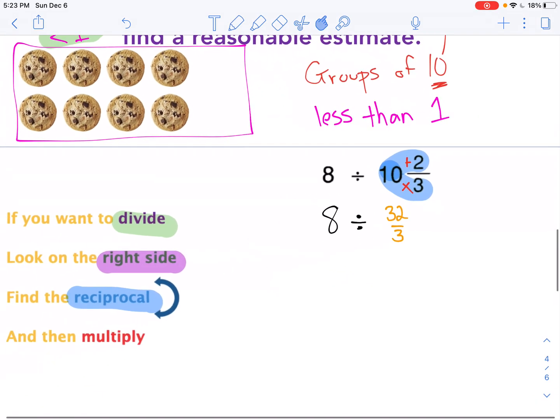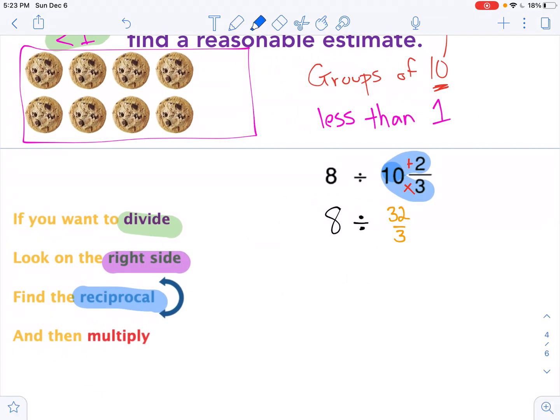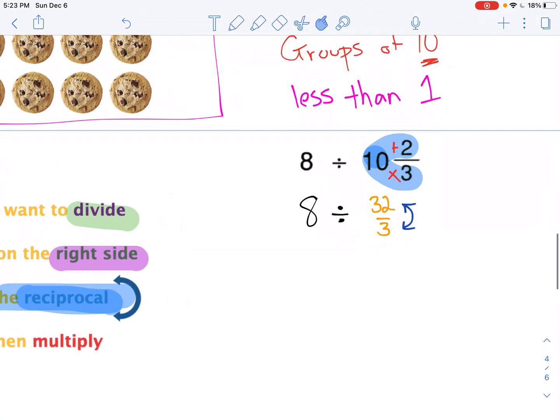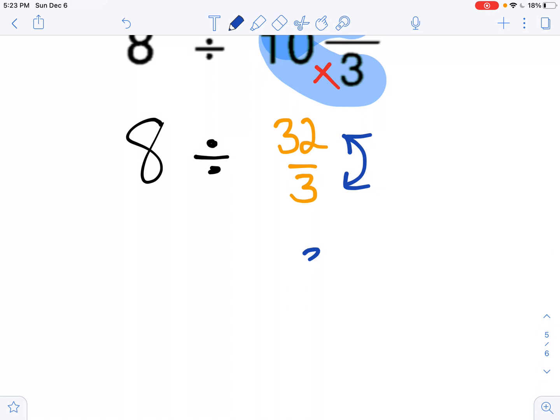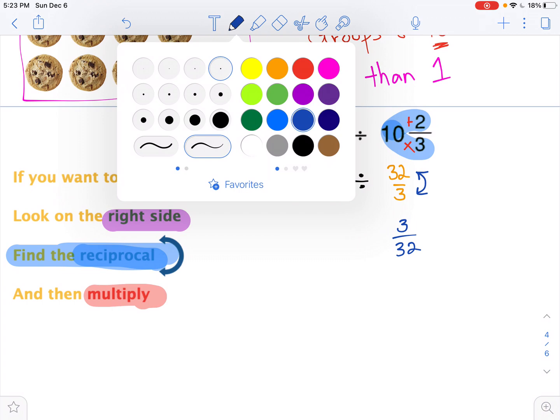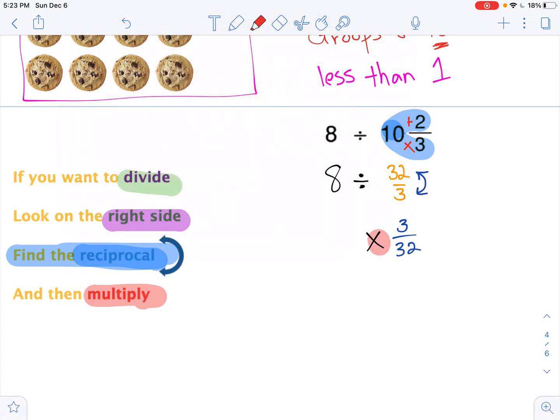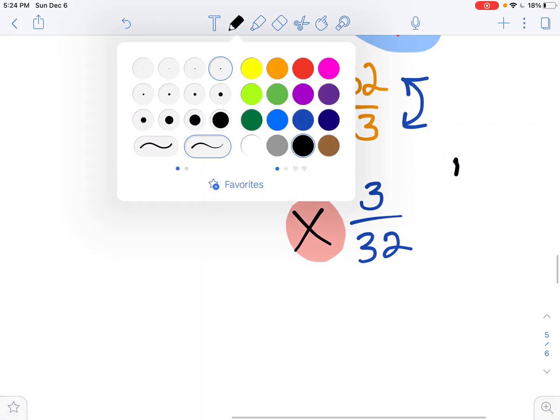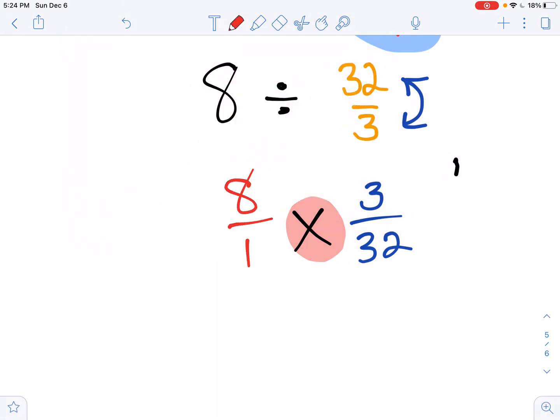All right, so that step again where we're at is this third one, find the reciprocal. So now I need to put in those arrows and flip it over. So 3 isn't on the bottom anymore, it's on top. It's the numerator. 32 is the denominator. Find that reciprocal, and then I multiply. Put in the times symbol and multiply. So that 8 in front, it has to be a fraction. So immediately I can rewrite it as itself on top of 1.